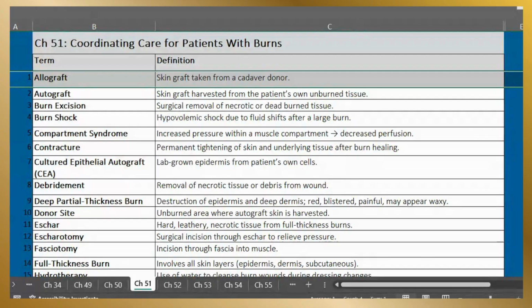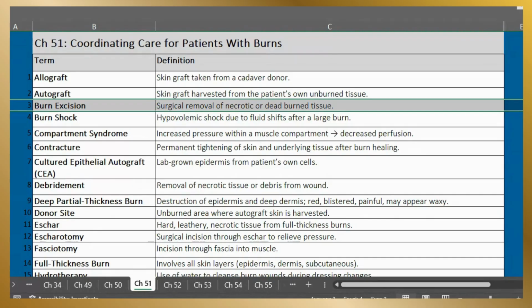Allograft, it's a skin graft taken from a cadaver donor. Temporary wound coverage reduces fluid loss and pain until autograft is possible. Autograft, it's a skin graft harvested from the patient's own unburned tissue. So it's actually a permanent wound coverage. It's called the gold standard, no rejection risk.